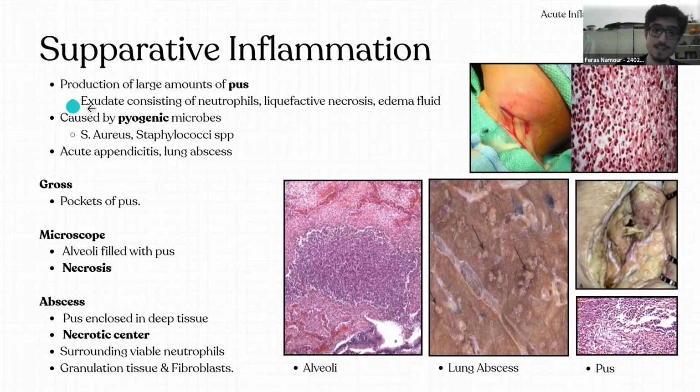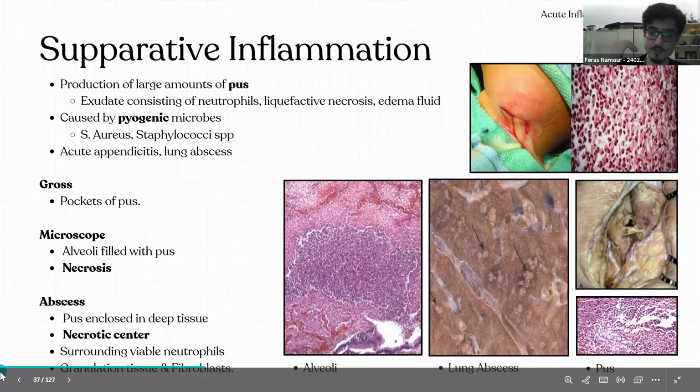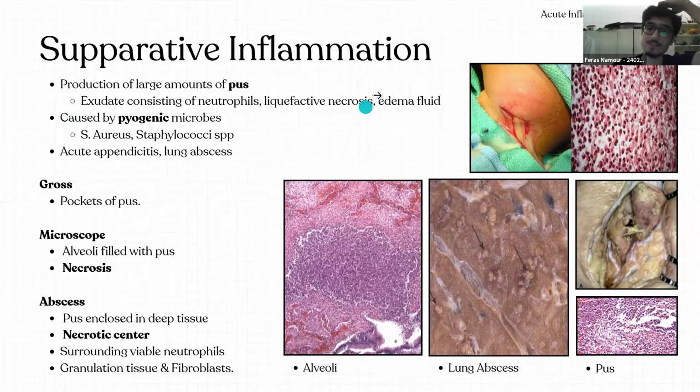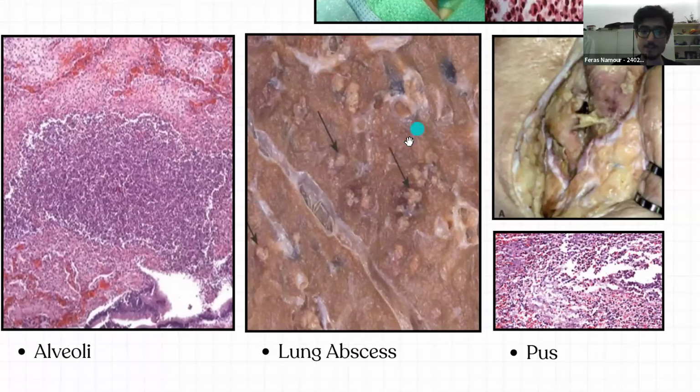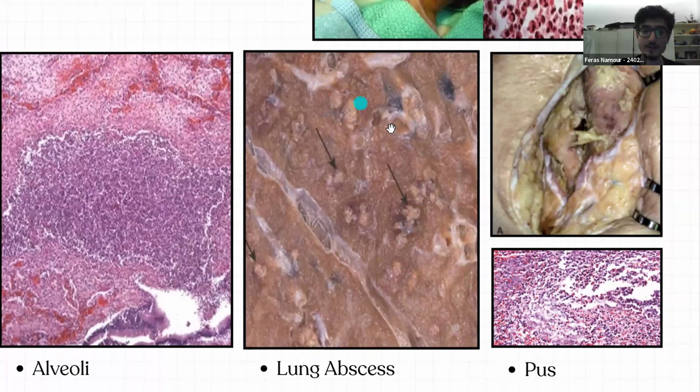What is pus? It's exudate, so it's high protein transcellular fluid, consisting also of neutrophils, liquefactive necrosis, and edema fluid. Now, this happens in acute appendicitis, in lung abscesses, and of course, it's caused by pyogenic microbes. If you look at it grossly, this is the pyogenic or the suppurative inflammation. These are abscesses, and this is pus.